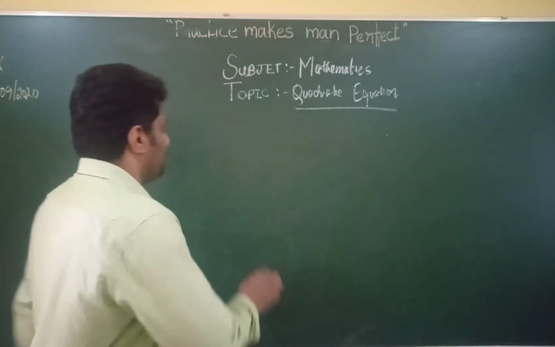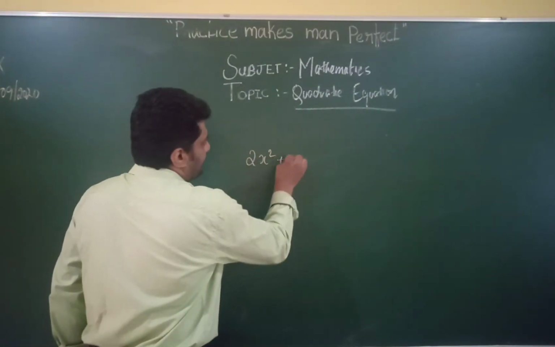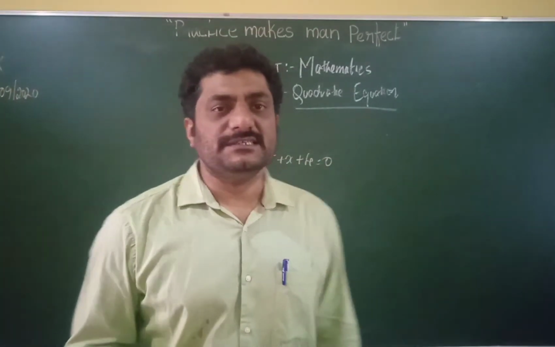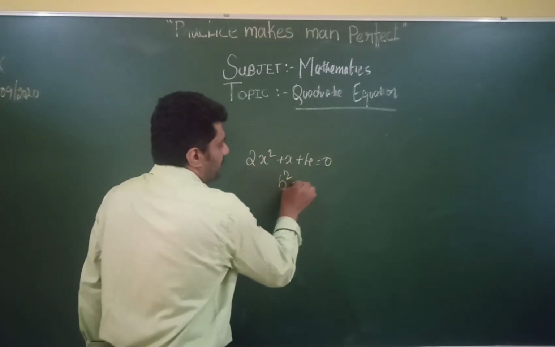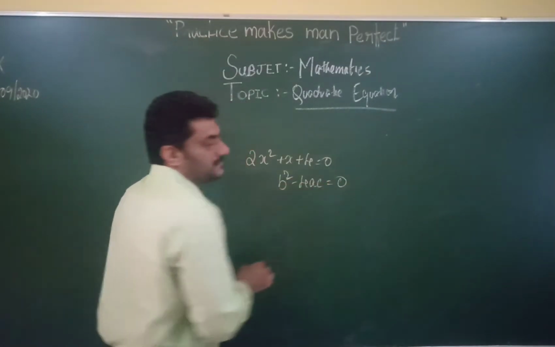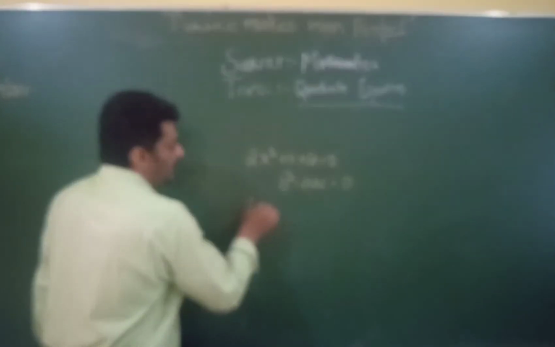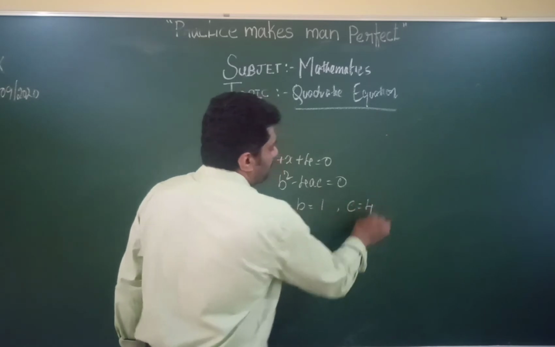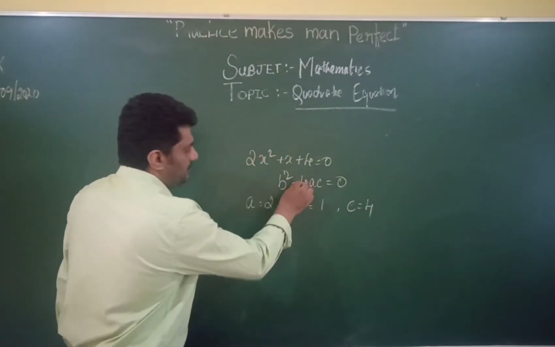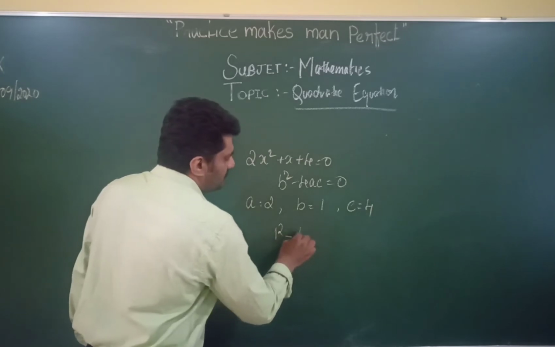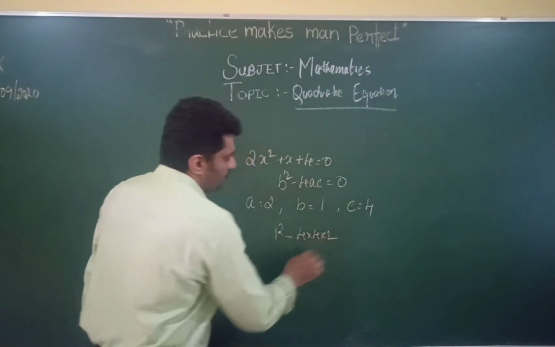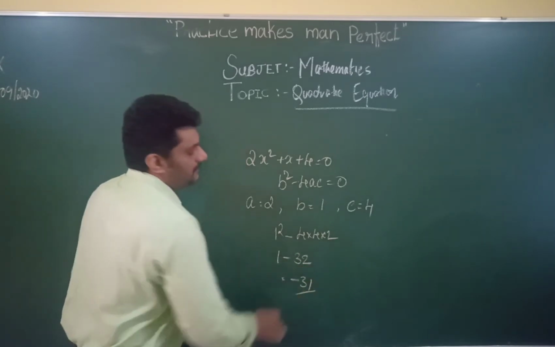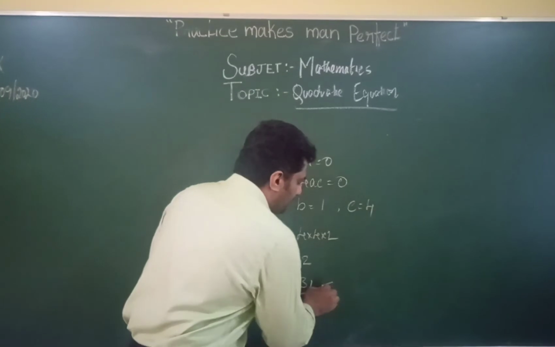Now, 2x square plus x plus 4 is equal to 0. How do we find the nature of roots for this? Again, b square minus 4ac. The value of a is 2, the value of b is 1, the value of c is 4. Now put all these values here. We get 1 square minus 4 into 4 into 2. It is nothing but 1 minus 32, which is negative 31. So negative 31 is less than 0.